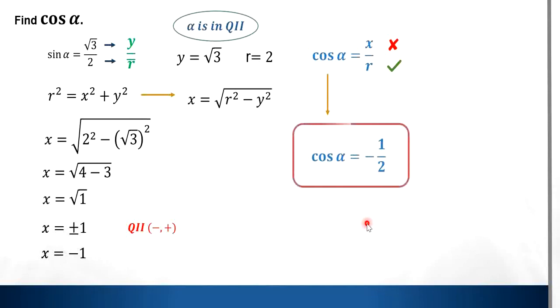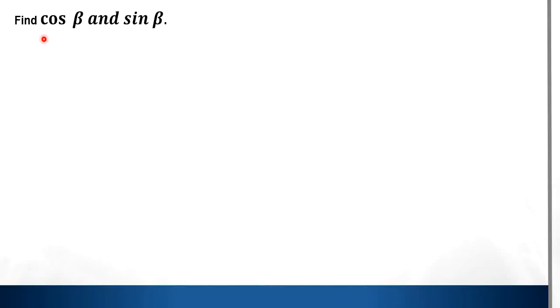And this one now is our final answer. So this time, let's find the value for cosine beta and sine beta. In our problem, it was stated that our beta is in quadrant 4. And in quadrant 4, we have the positive and negative. So, from the given, we have tangent beta is equal to negative 15 over 8.